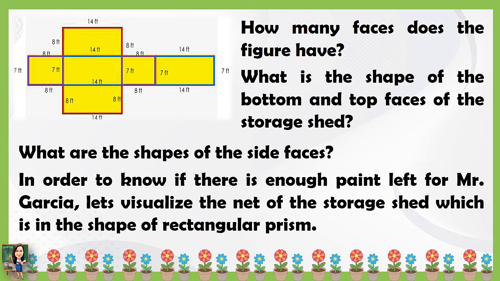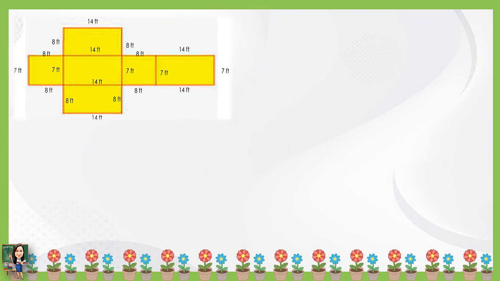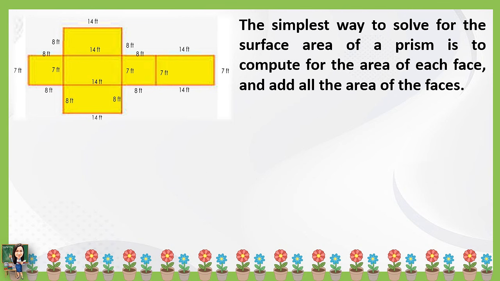In order to know if there is enough paint left for Mr. Garcia, let's visualize the net of the storage shed, which is in the shape of a rectangular prism. The simplest way to solve for the surface area of a prism is to compute the area of each face and add all the areas of the faces.